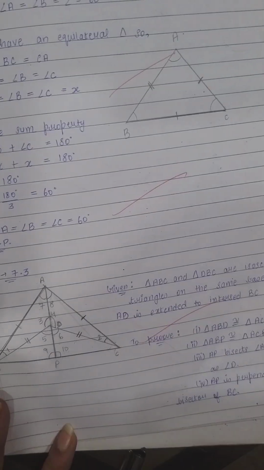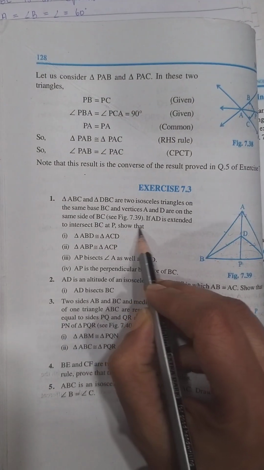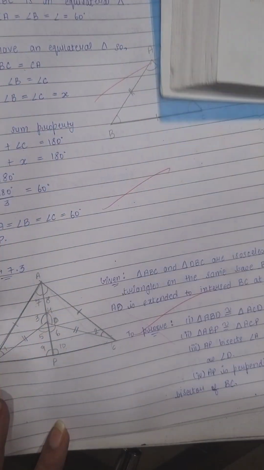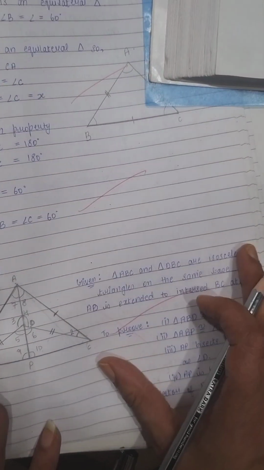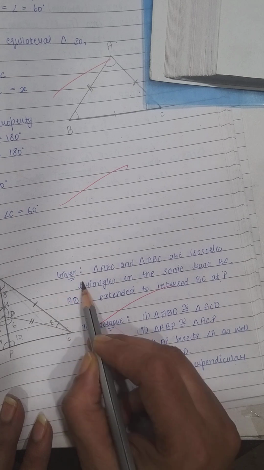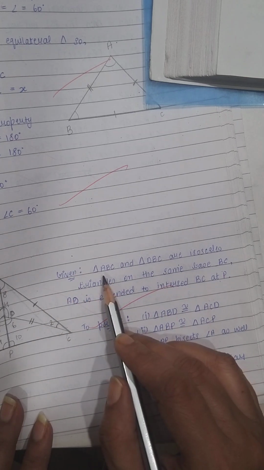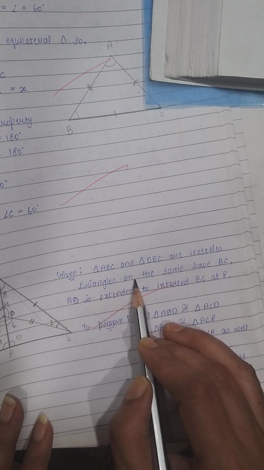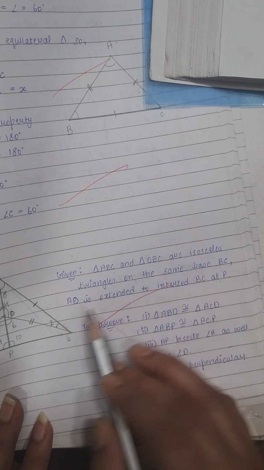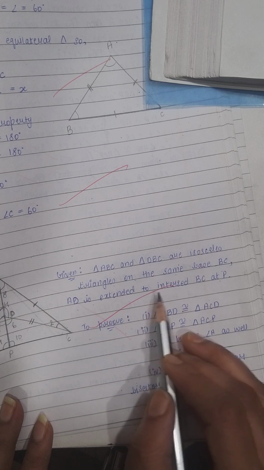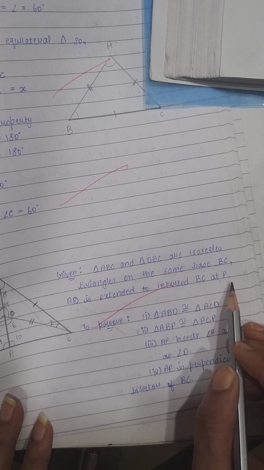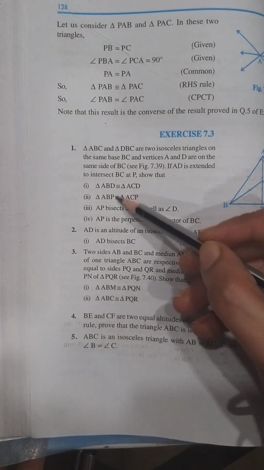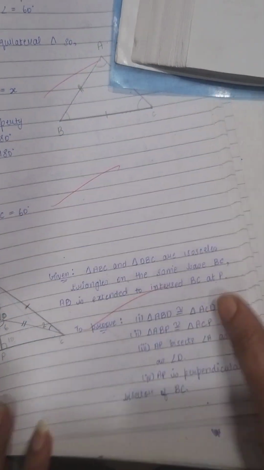This is a question of what? See here, show that. So you know that whenever show that or prove that is written, what we have to do first of all is write given and to prove. So given is what? Triangle ABC and triangle DBC are isosceles triangles on the same side of BC. AD is extended to intersect BC at P. To prove the same, you will note it down from the book. These 4 points, ditto.